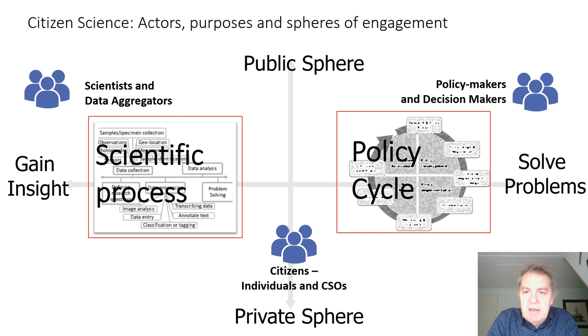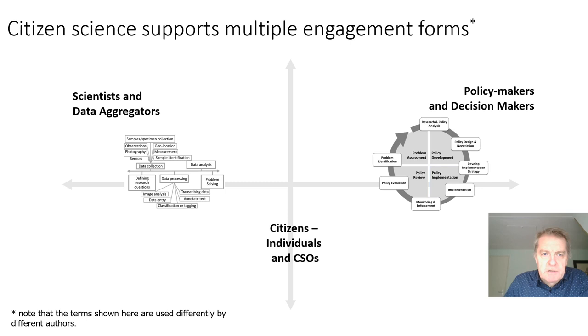And they are involved in a decision cycle, a policy cycle, where they can recognize processes such as we introduced previously. And then the data aggregators, the scientists and the policy makers, are very connected in terms of policy implementation. But increasingly, the private sphere, the citizens, citizen society organizations, as well as individuals, are connected with these other dimensions. So if we think about the scientists and the data aggregators and that connection with policymakers and decisions, we can think about how they engage with each other.